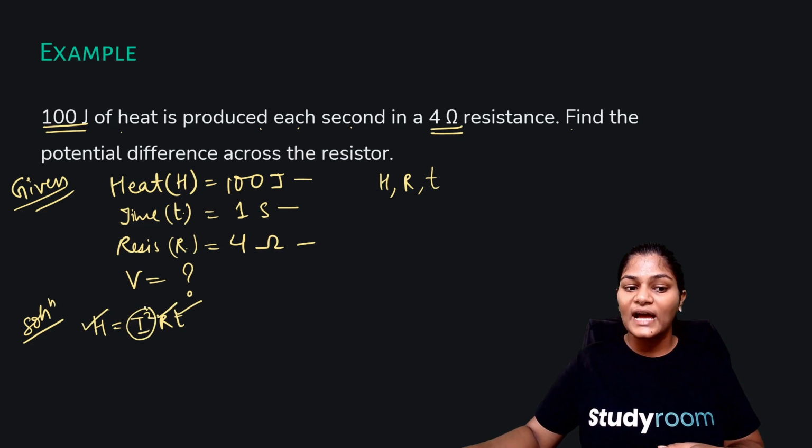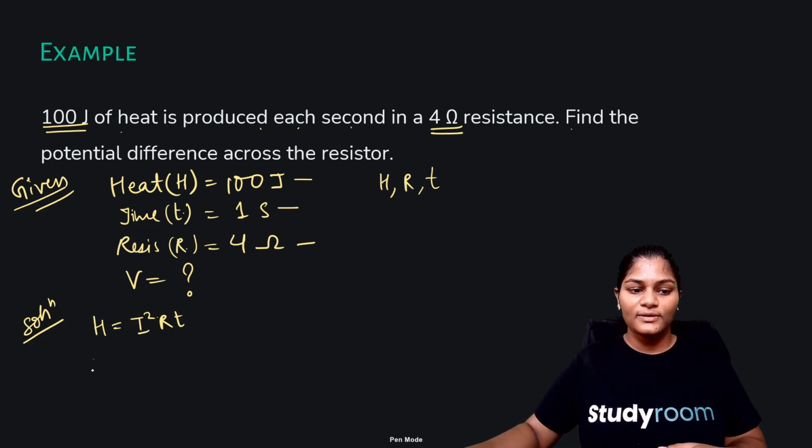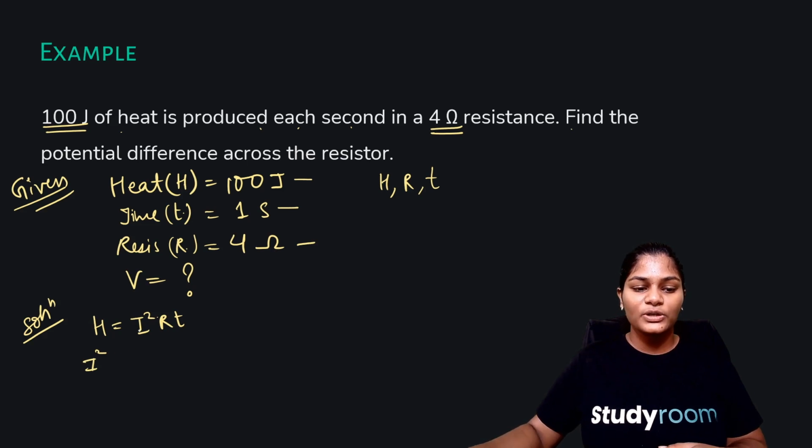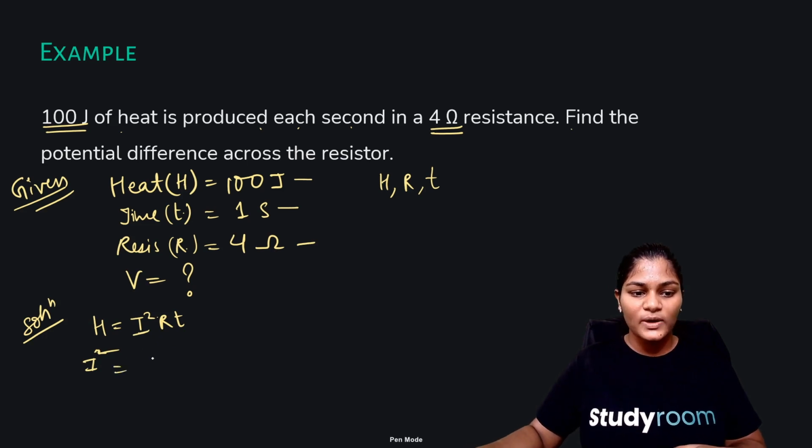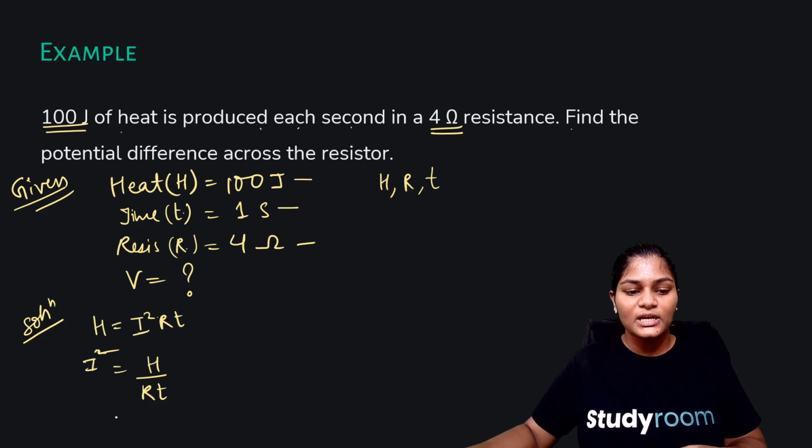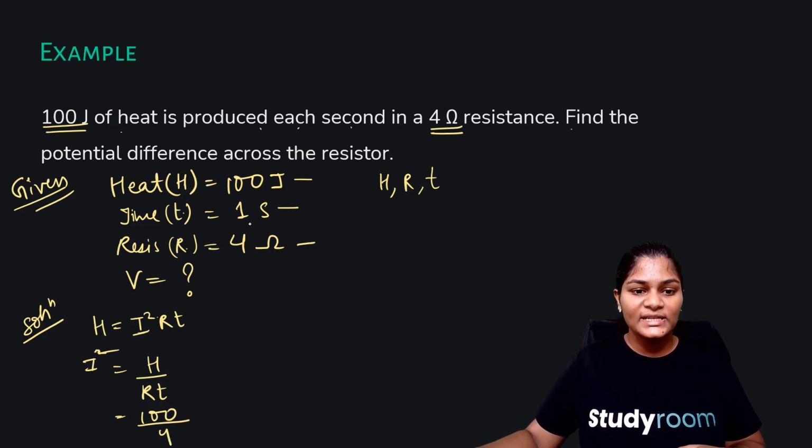So can we find this I square? Absolutely, shouldn't be a problem. So okay, we find I square. I square is kept on the RHS. We send R and T to the denominator on the LHS. So I square is nothing but H upon RT, right? And what is our H? H is 100. What is R given to us as? R is 4 ohm. And what is time given to us? It is given as 1. So what does this come out to be?